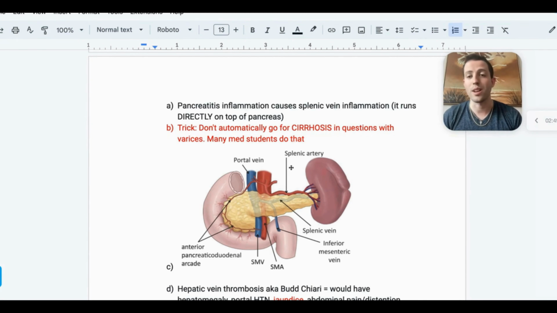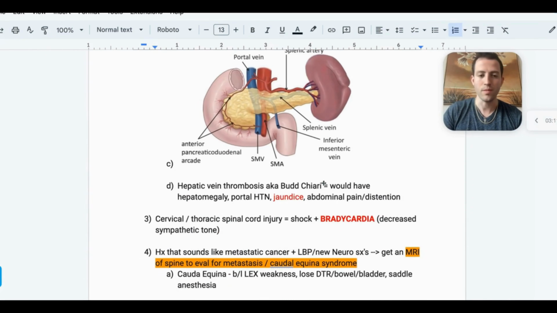So if you see varices, don't just jump immediately onto cirrhosis. A lot of people do this, and this is not the way to get these questions. So see the entire question stem. If the patient's got a history of severe alcoholism, maybe it is cirrhosis. If they have severe hepatitis, probably it is cirrhosis. But if the patient has necrotizing pancreatitis plus varices, you want to start thinking of splenic vein thrombosis.